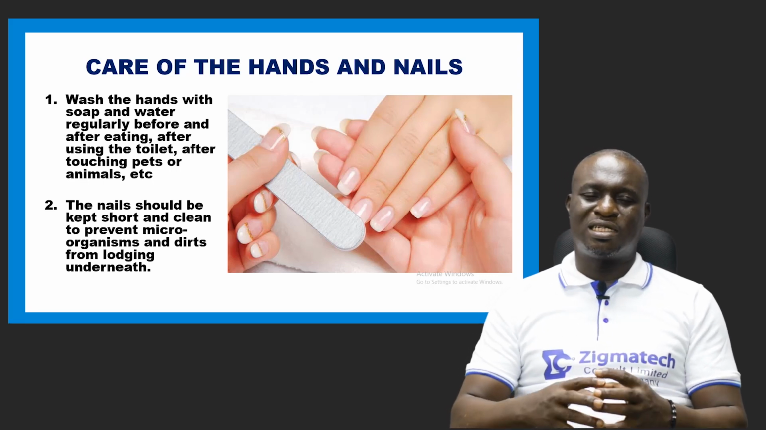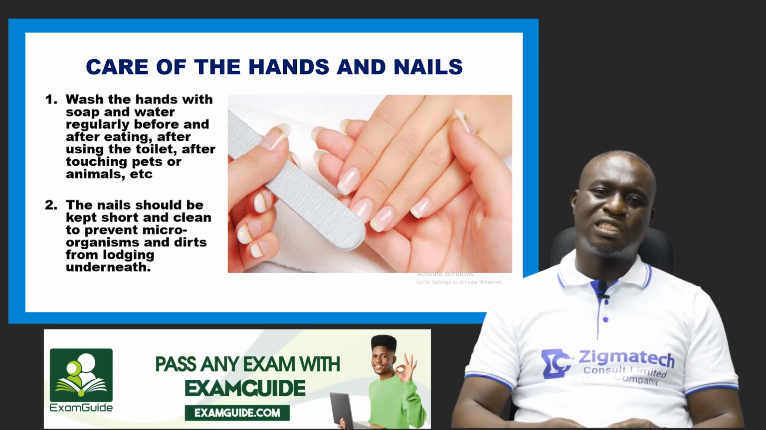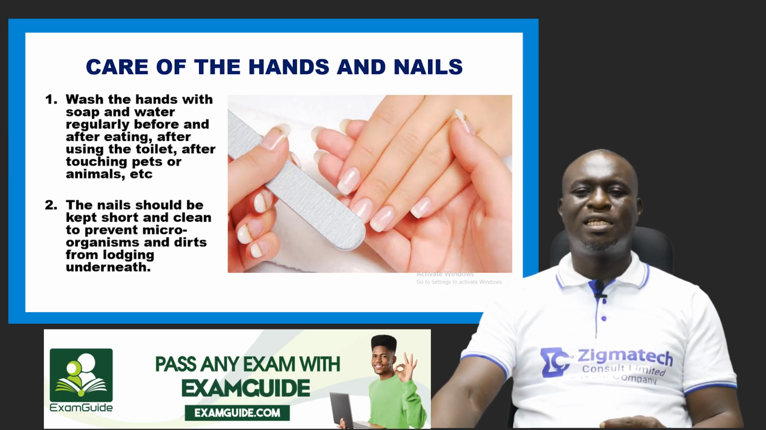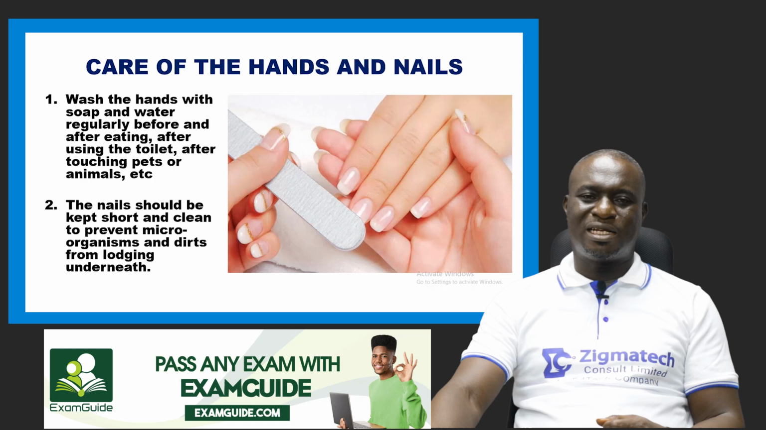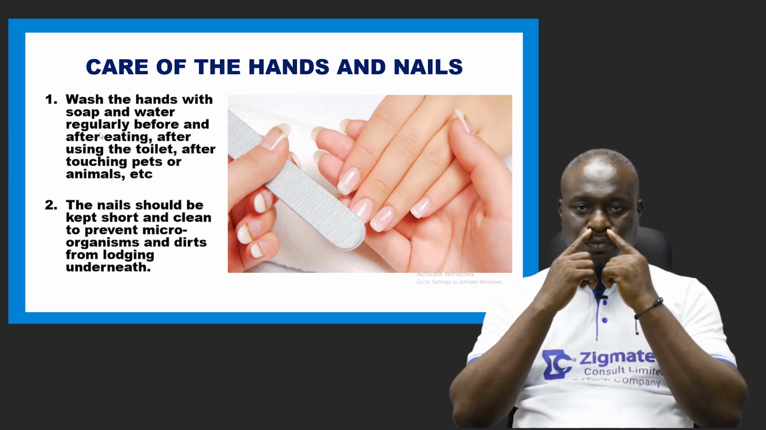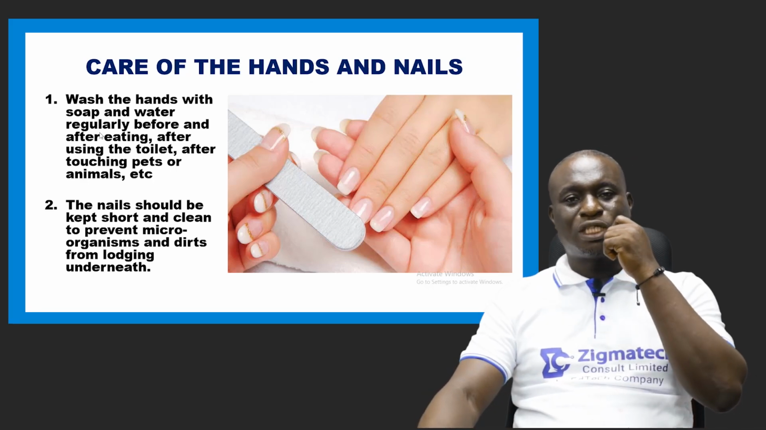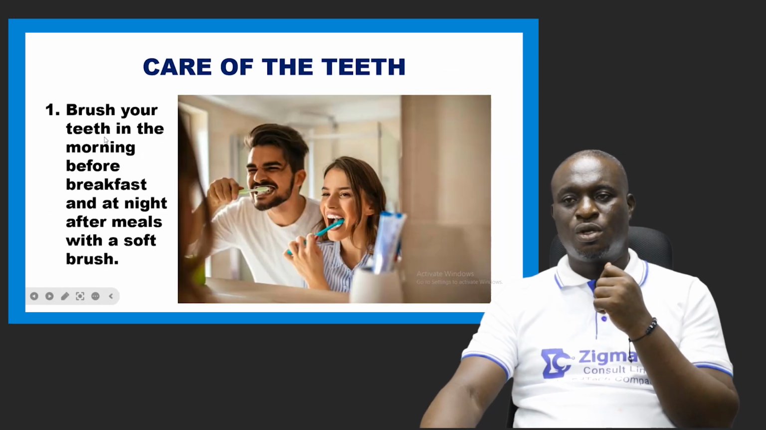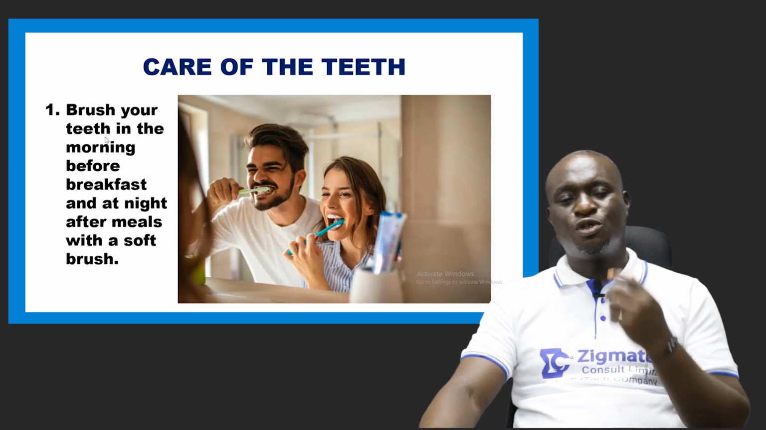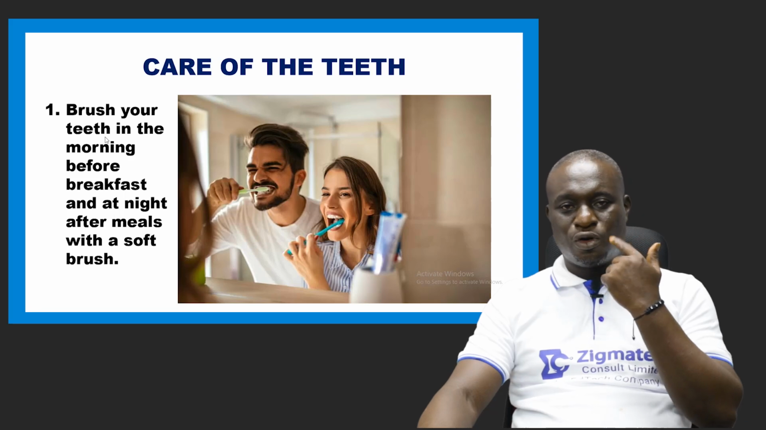So the nails can also be another avenue where microorganisms can be found. So cutting them short and cleaning them regularly can help to prevent this from happening. All right. We also have care of the nostrils, of the nose. Now, please do not put sharp objects into the nose to clean the nose. You can clean the nose using a white handkerchief, all right? And then clean the interior of the nostrils.